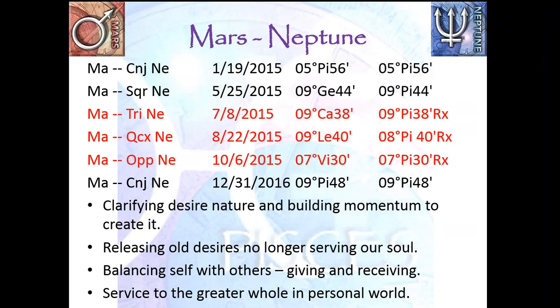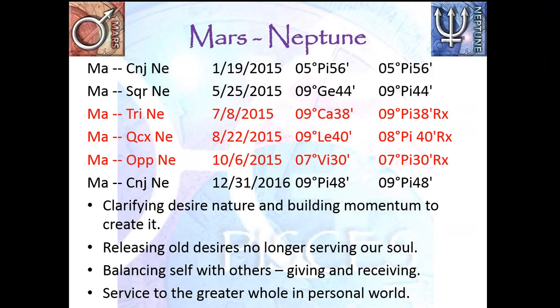Now that greater whole may be, some of us may be on the selfish end, and we have to learn to give in our intimate relationships. Some of us selfless, we're going to have to learn healthy boundaries. So the service to the greater whole, it could be to our intimate other in some way. It could be to our family. It could be to coworkers, friends. It might be to the group on some level as well.